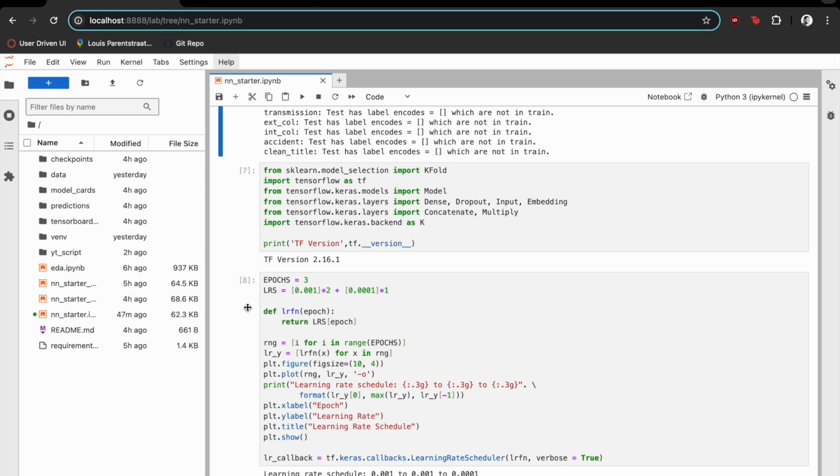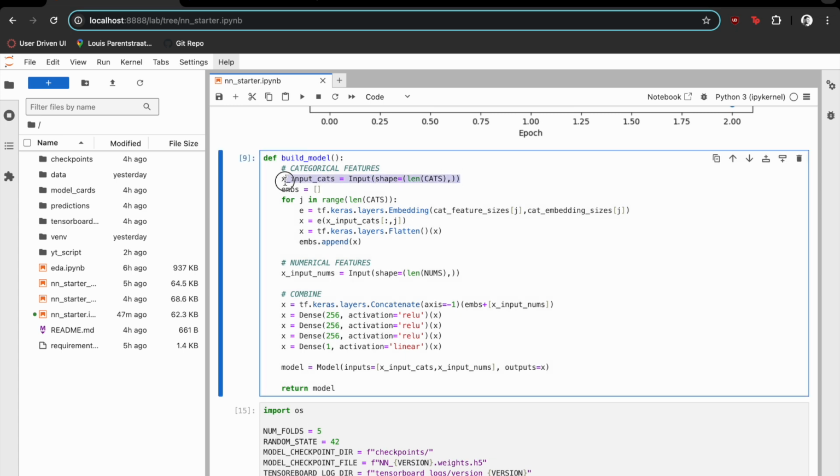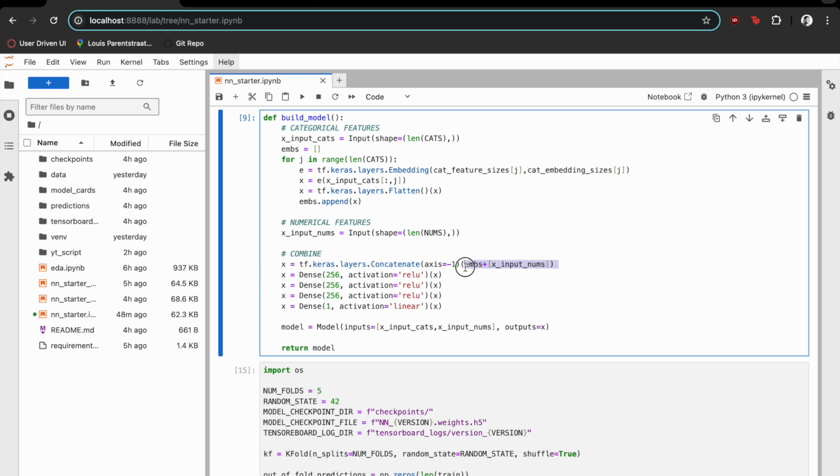Finally, let's build our neural network model. Now let's look at the model architecture. We are using a neural network with separate inputs for categorical features and numerical features. For each of the categorical features, we have a separate embedding layer. This allows the model to learn different weight matrices for each category in the embedding space. In the end, we combine all of the embeddings and pass them to the dense layers later.